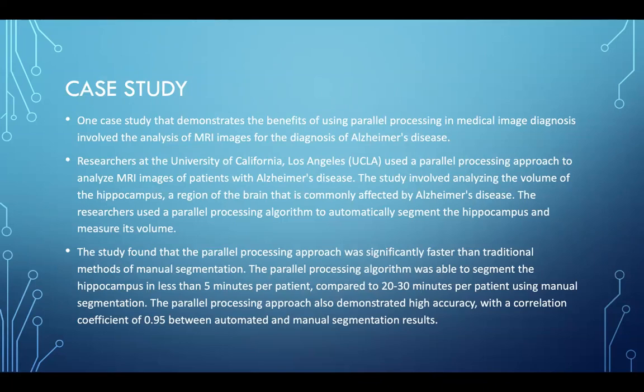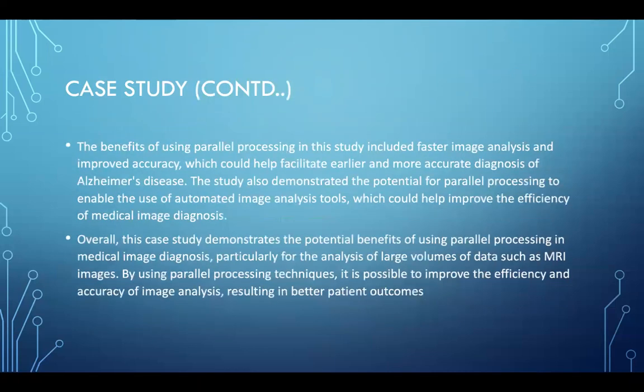The study found that the parallel processing approach was significantly faster than traditional methods of manual segmentation. The parallel processing algorithm was able to segment the hippocampus in less than 5 minutes per patient, compared to 20 to 30 minutes per patient using manual segmentation. The parallel processing approach also demonstrated high accuracy, with a correlation coefficient of 0.95 between automated and manual segmentation results.